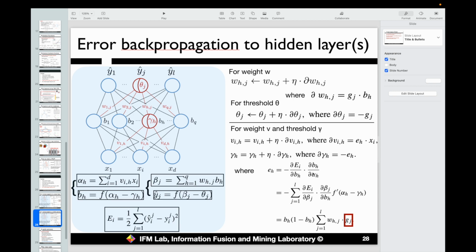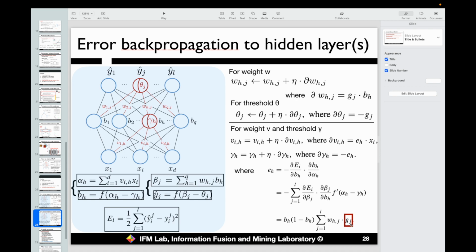And here we also need to calculate this term, right? The partial derivative of this b_h versus alpha_h. This can be defined by the activation function we are using here, right? And then we can further simplify its representation. First, this term, the activation function partial derivative. If we use the sigmoid function, we can represent this term as what? It equals b_h times 1 minus b_h, right? It is so simple. How about the other term? We can simplify this term to be the weighted summation of g_j.